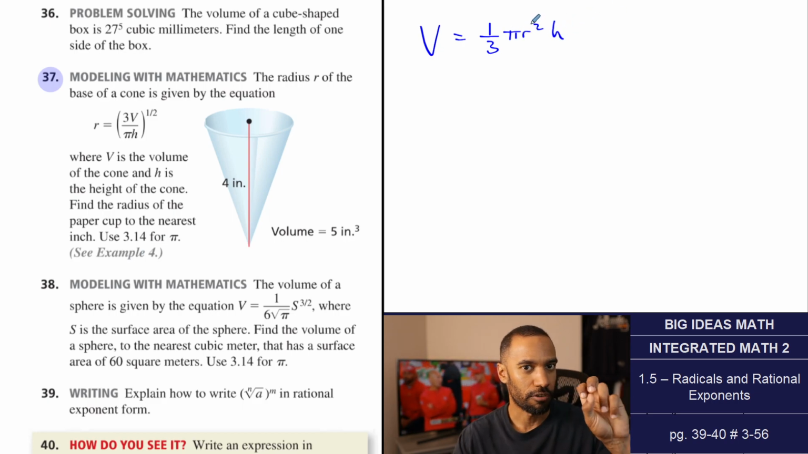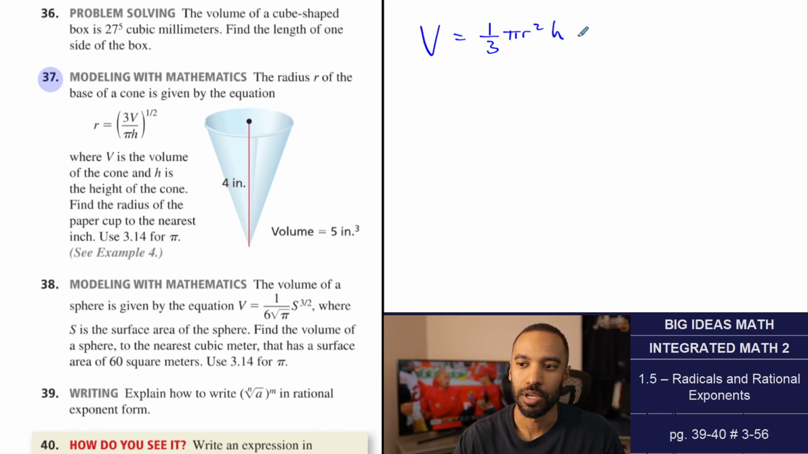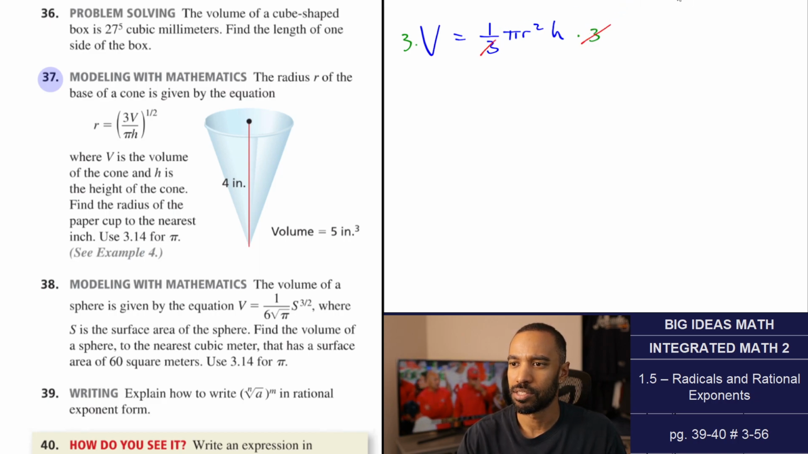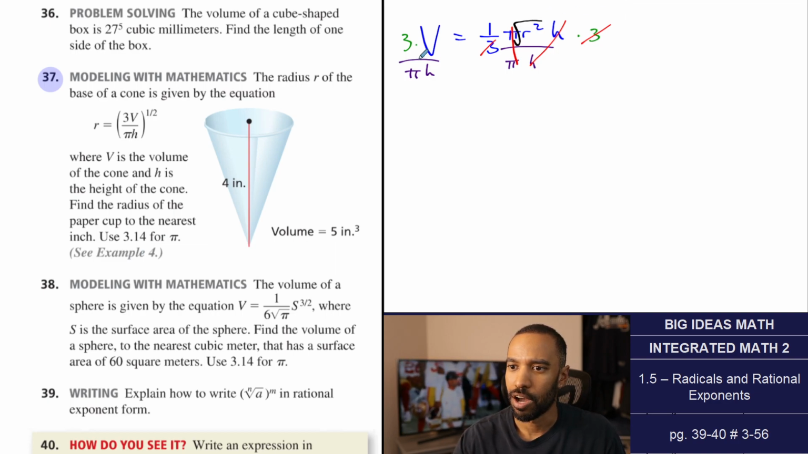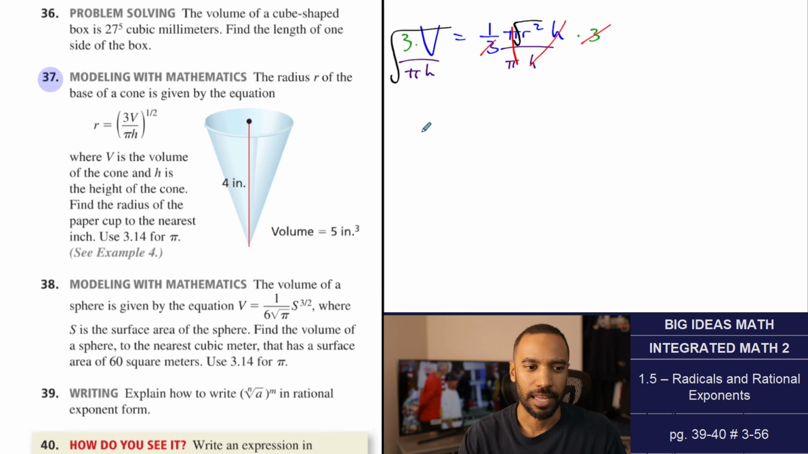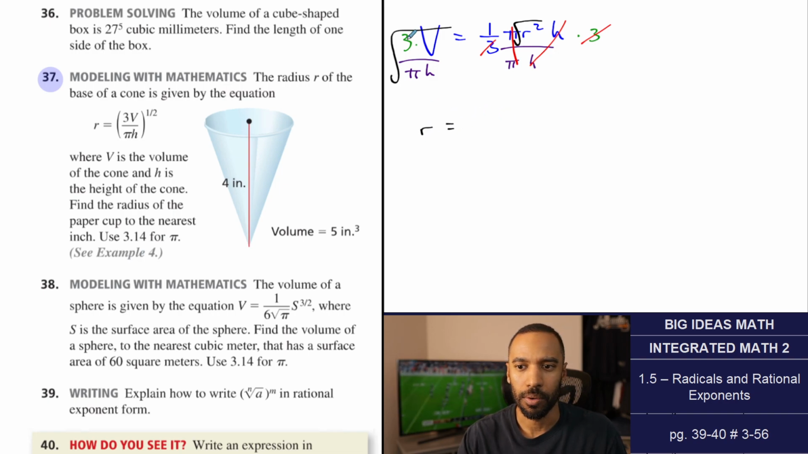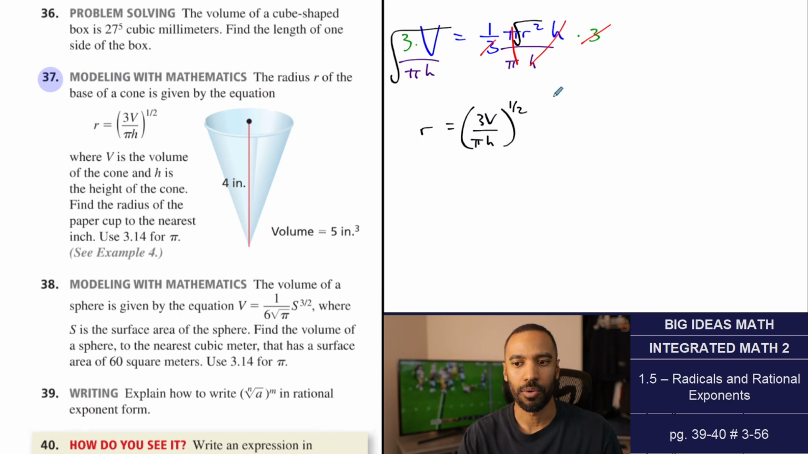If you wanted to solve for r, get r by itself, you could multiply both sides by 3. So this guy goes away here. And you could divide both sides then by pi times h, like that. So these guys go away. And then you could take the square root to get r. So r is the square root of this, or that to the 1/2 power. So you can see where their equation comes from.